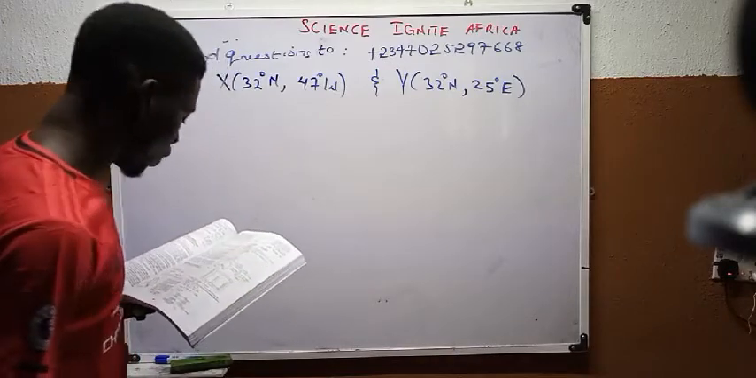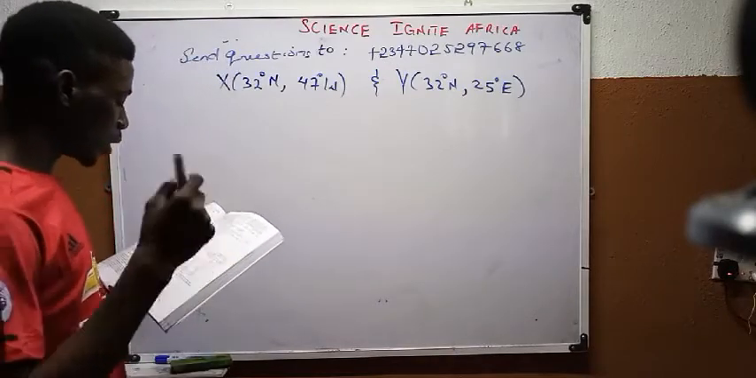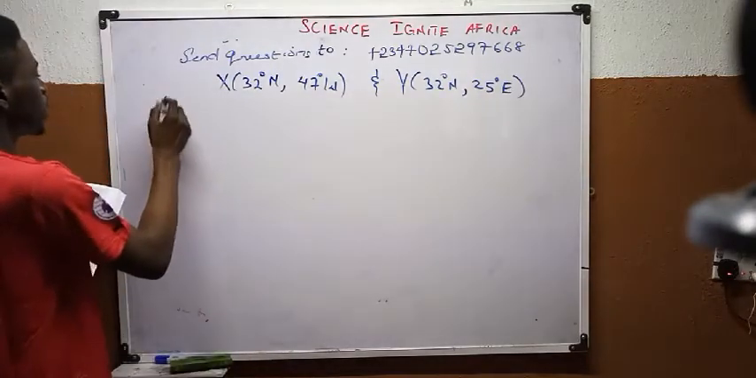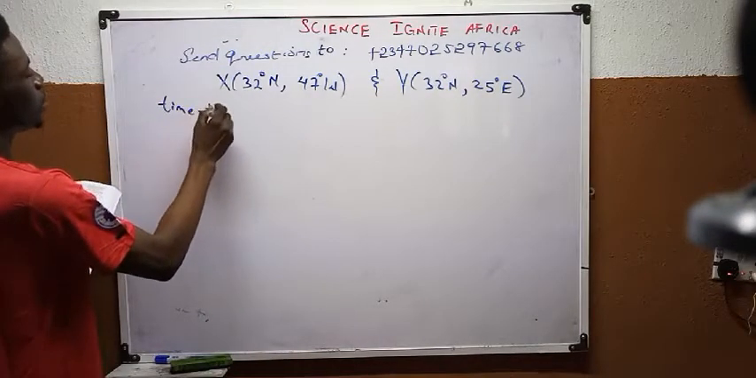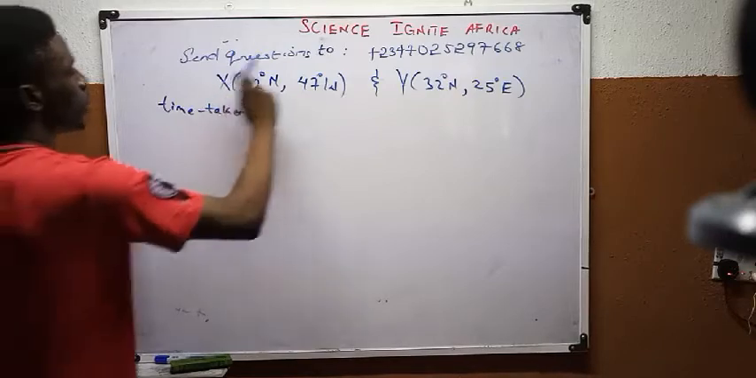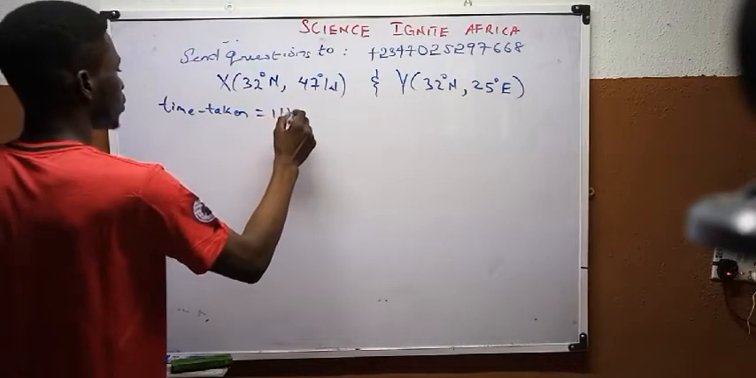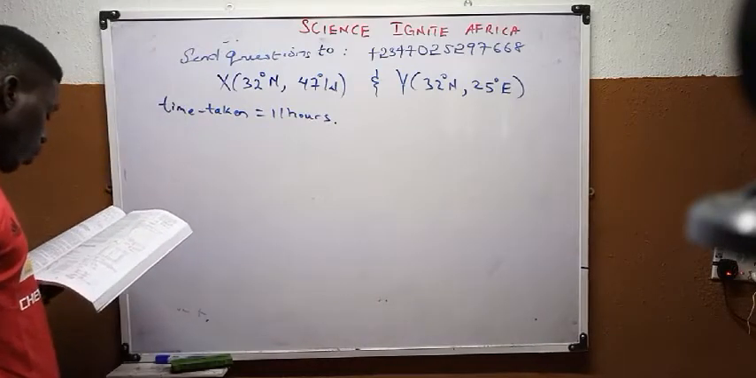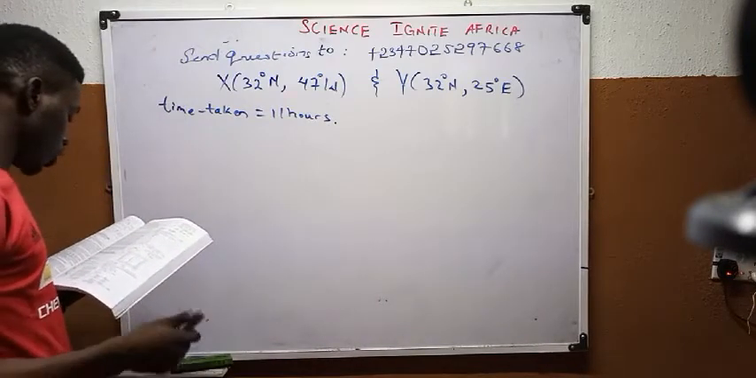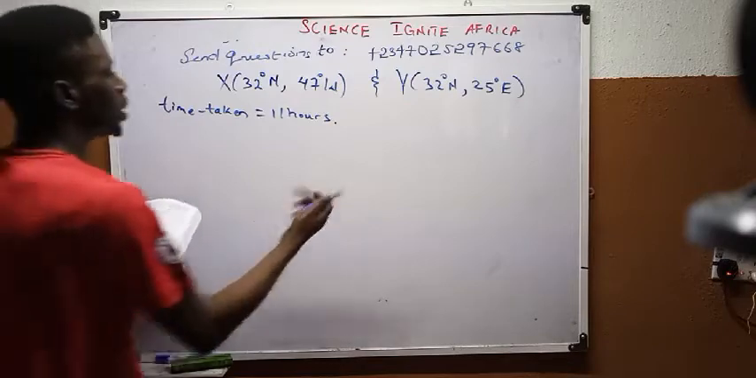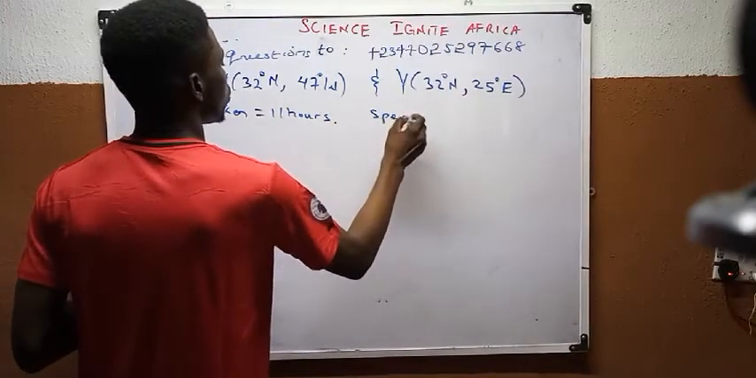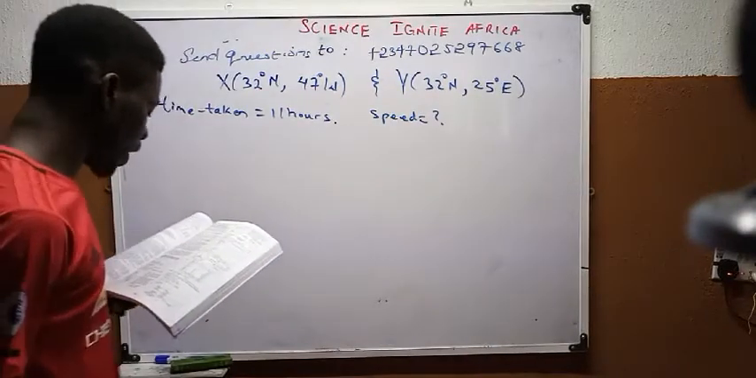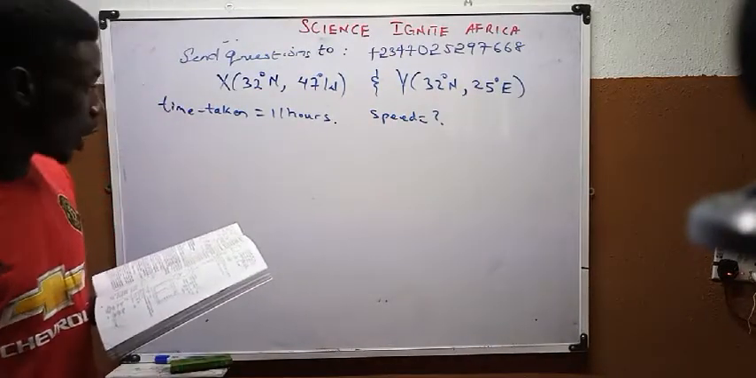So they are on the Earth's surface. If it takes an aeroplane 11 hours to fly from X to Y, so time taken for the aeroplane to fly from X to Y is 11 hours, along the parallel of latitude, calculate its speed. Speed is what we are looking for. Calculate its speed correct to the nearest kilometer per hour.